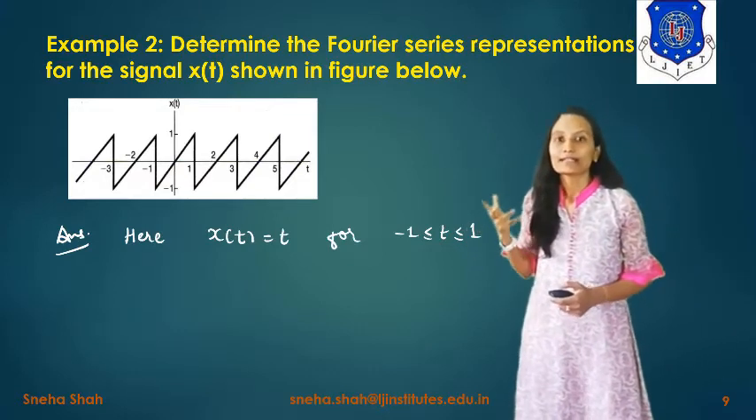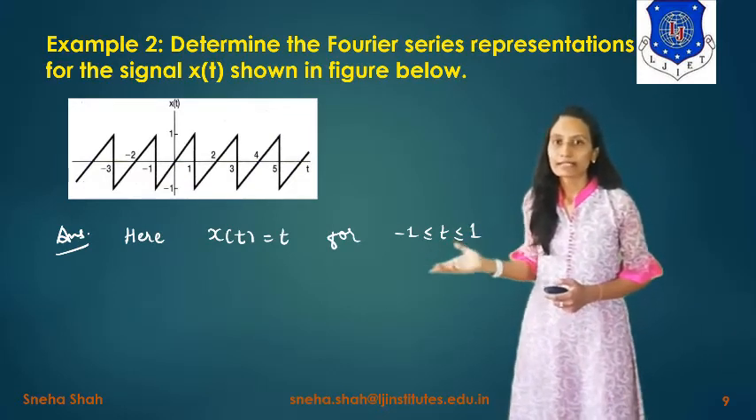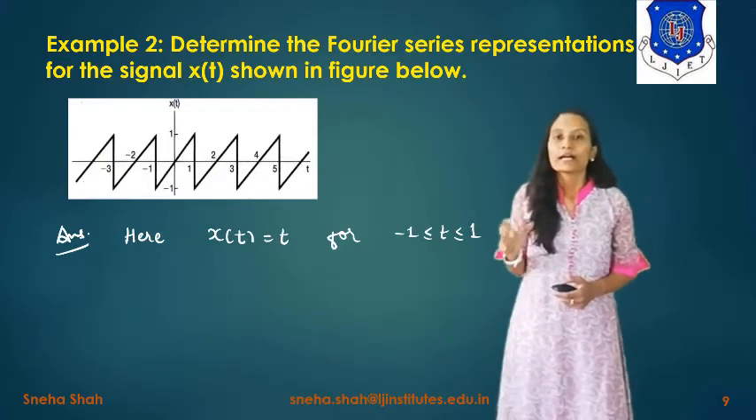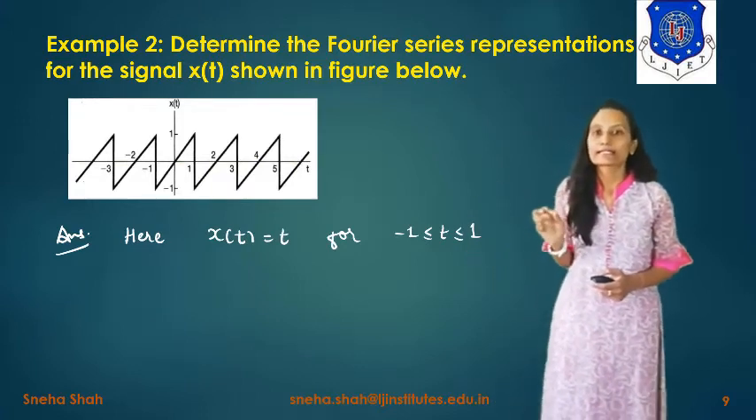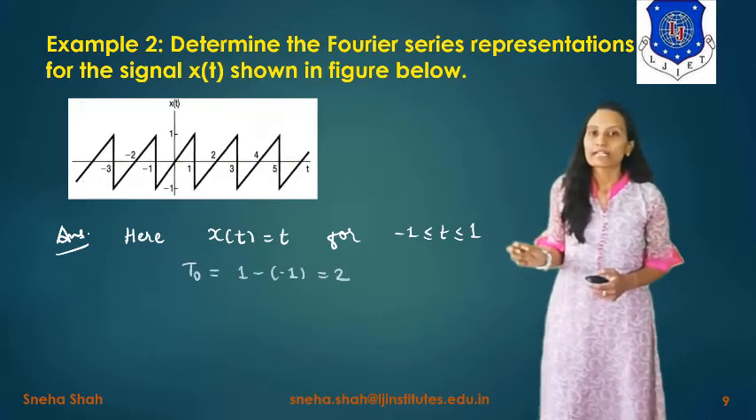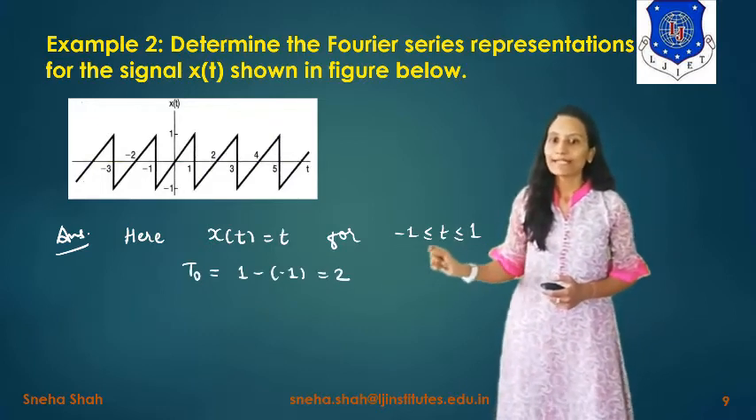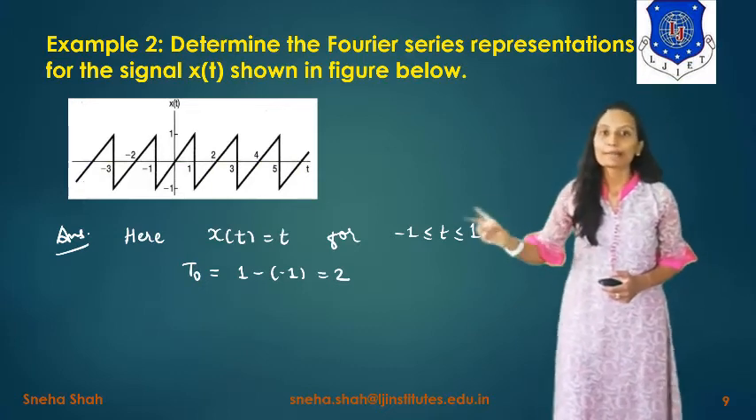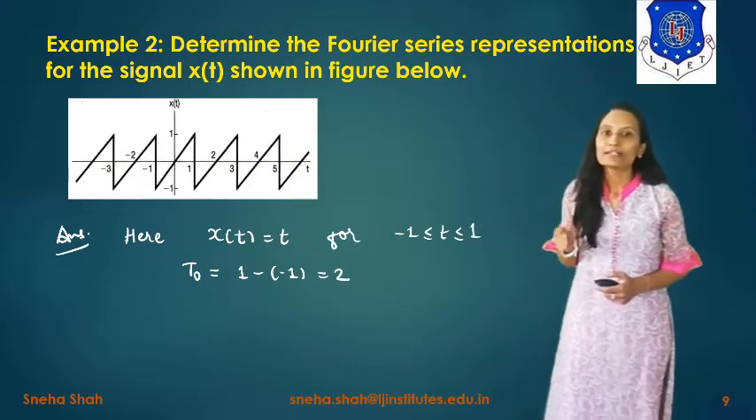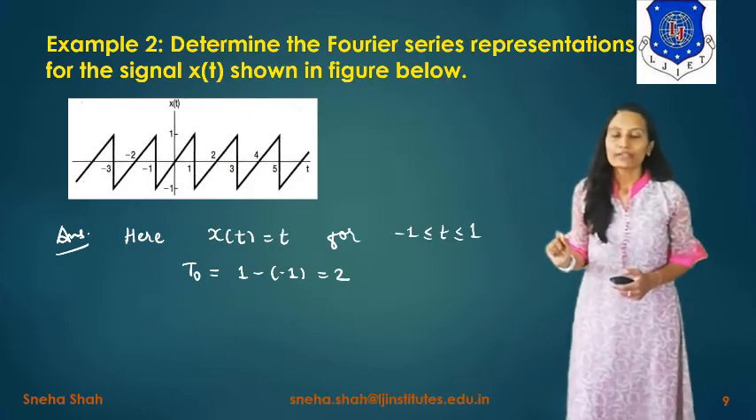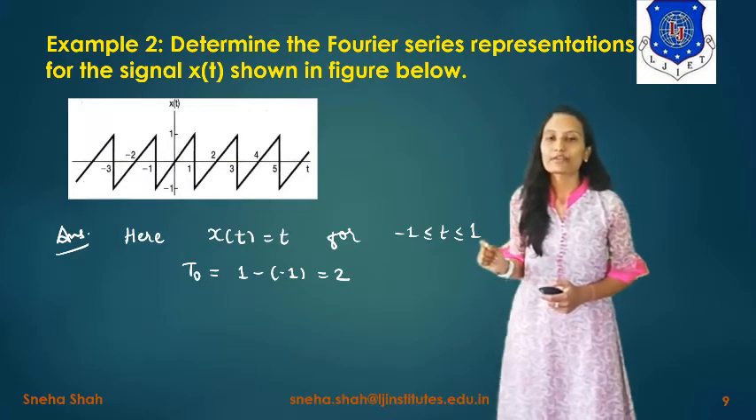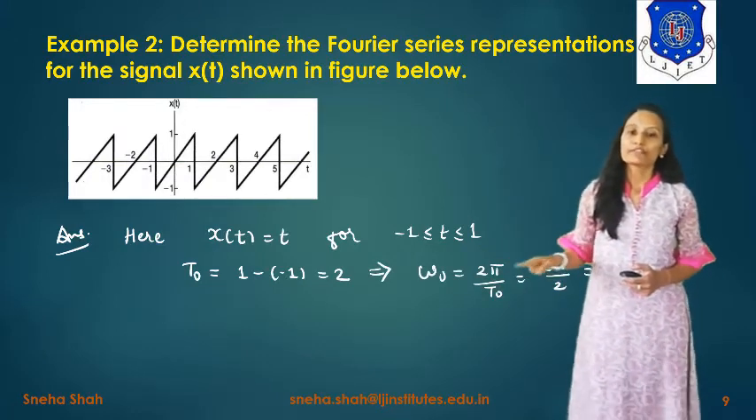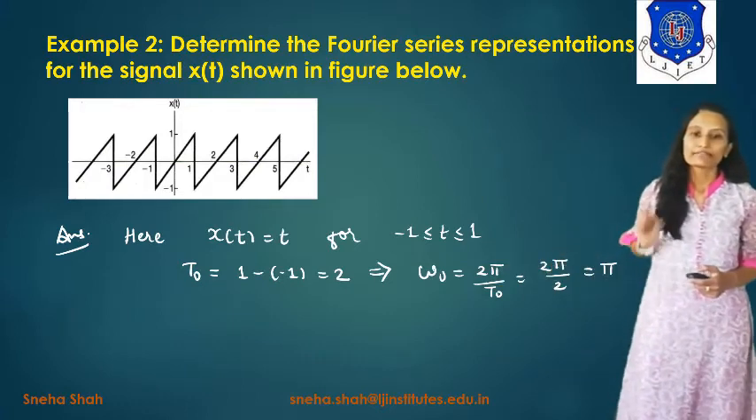Now what will be the fundamental period for this? The duration of -1 to 1 will be in the repeating form. So the higher value minus lower value we consider as the fundamental period. So the value of T0 equals the higher value, 1, minus the lower value, -1. So 1 minus -1 means 1 plus 1, which is 2. So the fundamental duration T0 equals 2. Now if we are finding the value of omega 0, then omega 0 equals 2 pi by T0, and T0 equals 2. So omega 0 equals 2 pi by 2, which means pi.